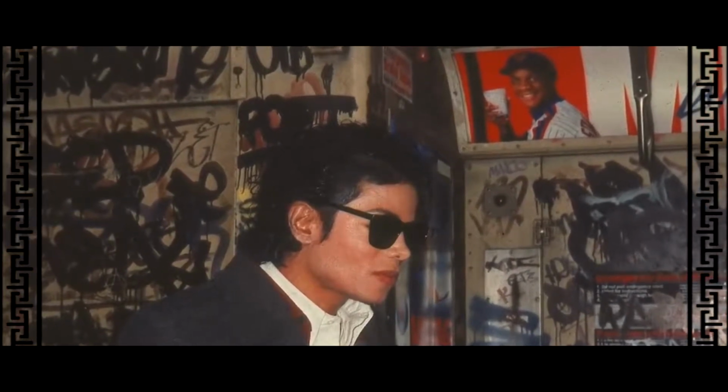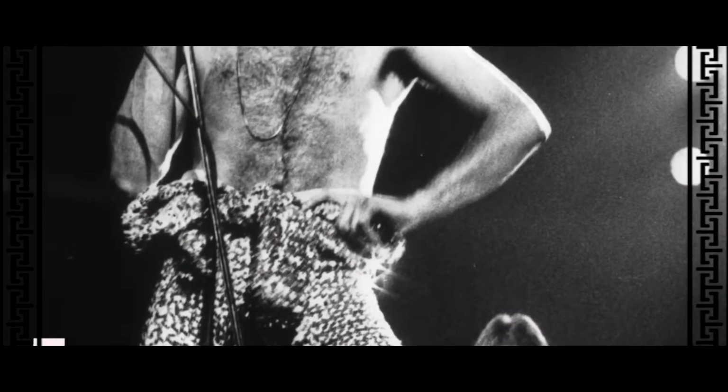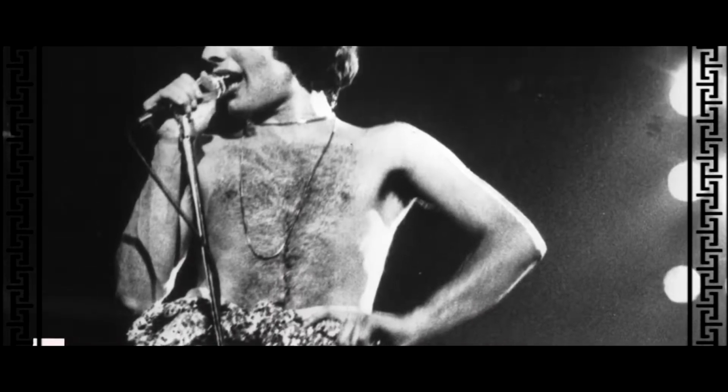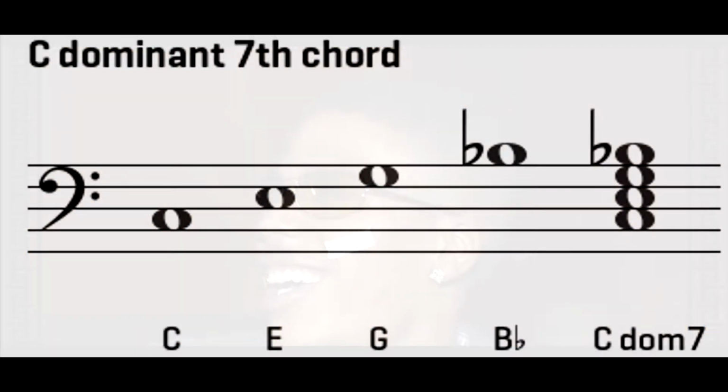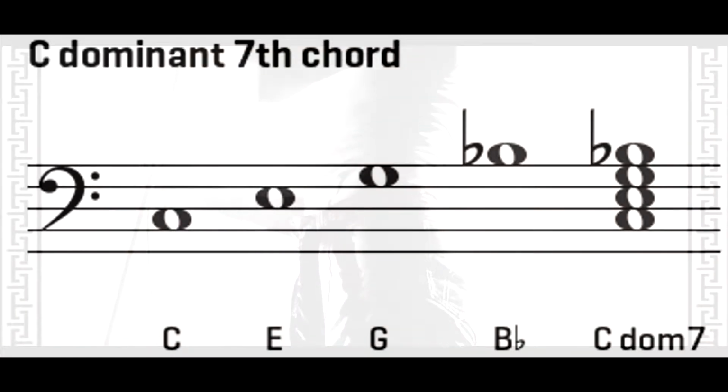In a dominant seventh chord, the guide tones are the 3rd and the 7th, named because they are 3 notes and 7 notes up from the root of the chord. In C dominant seventh, the guide tones are E, 3 notes up from C, and B flat, 7 notes up from C. The reason these 2 notes are so important is because they move smoothly to the 2 most important notes of an F major chord, the root F and the 3rd A.